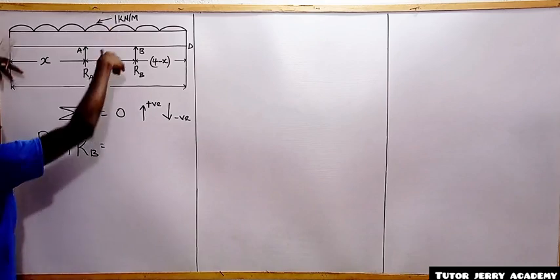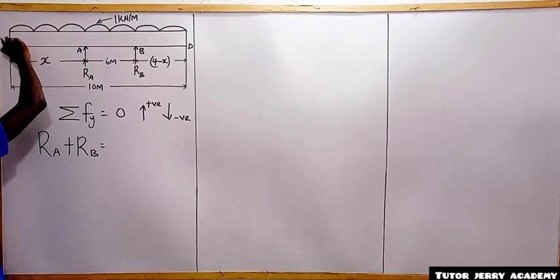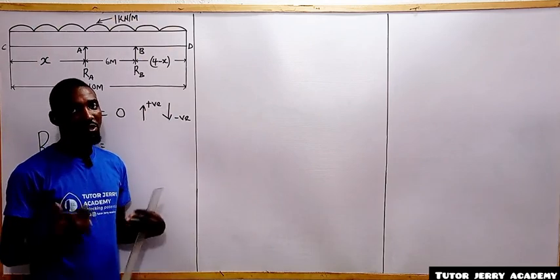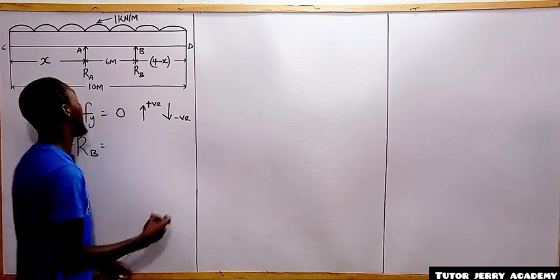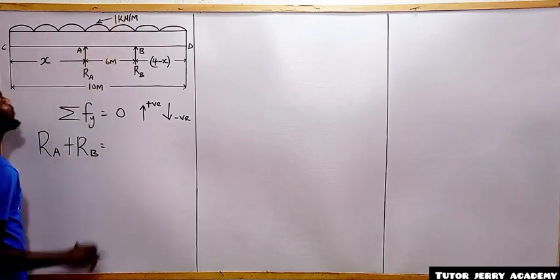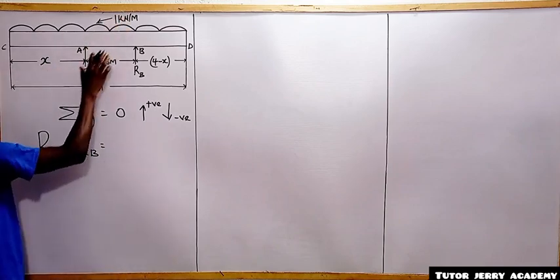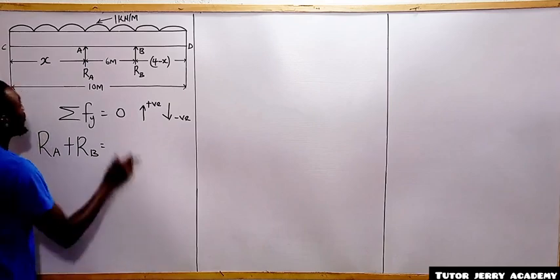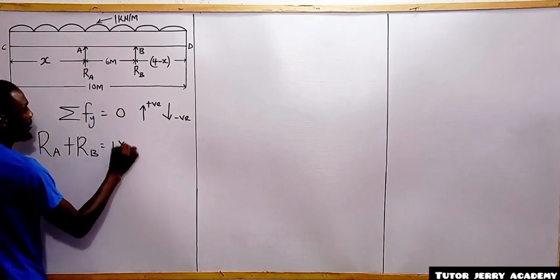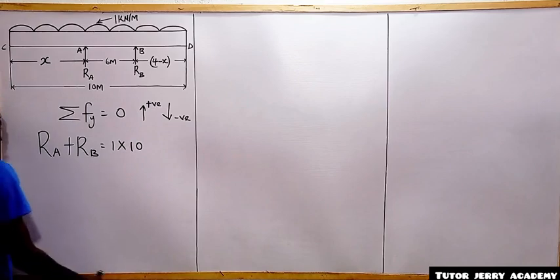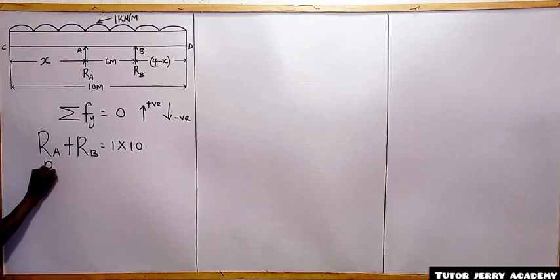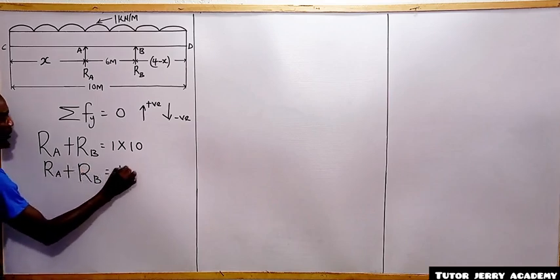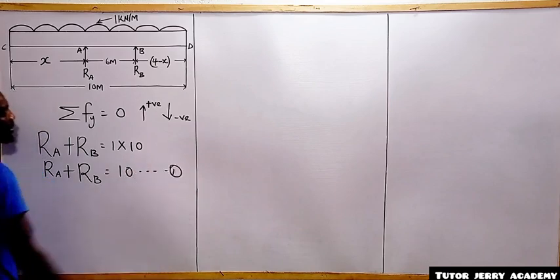all right, our downward force now. We are going to convert this uniform distributed load to a point load, and of course it's going to be a downward force. How do we convert this uniform distributed load to a point load? We multiply the weight of this uniform distributed load by the total distance that it covers. So we have 1 multiplied by 10. We can therefore say reaction at A plus our reaction at B will be equal to 10. So let's call this our equation number 1.